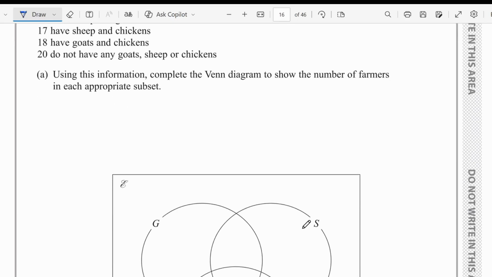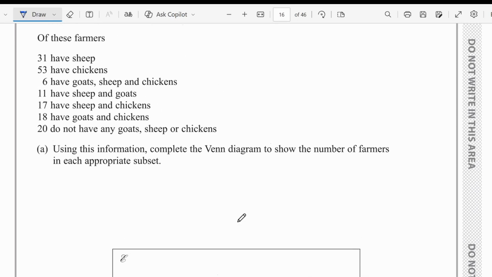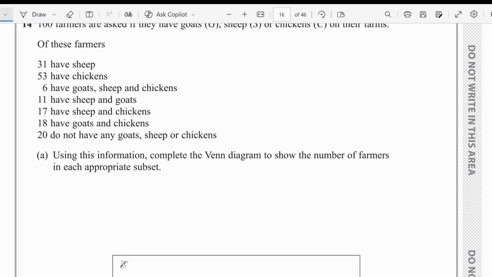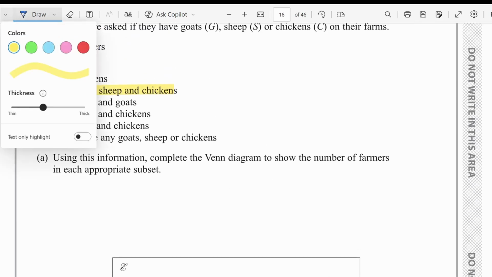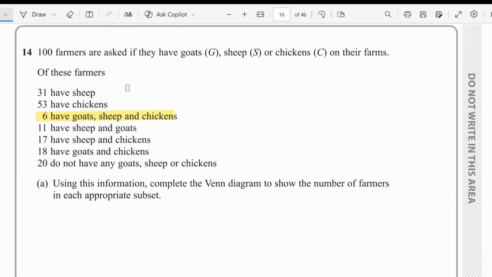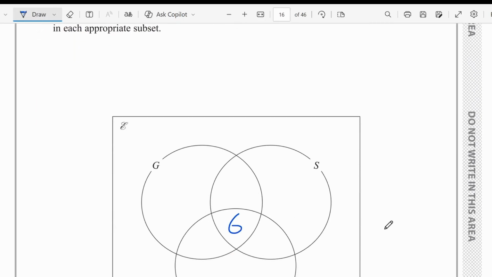To fill in this information in the diagram, first of all we fill the most common part of it. So this would be 6 have goats, sheep and chicken. So we are going to fill in this 6 over here. The next information we have is the intersection of 2. 11 have sheep and goats, meaning this intersection part of sheep and goats. So 11 minus 6 equals 5. So 5 would be over here because already 6 was there. Now if we add both, it would become 11.